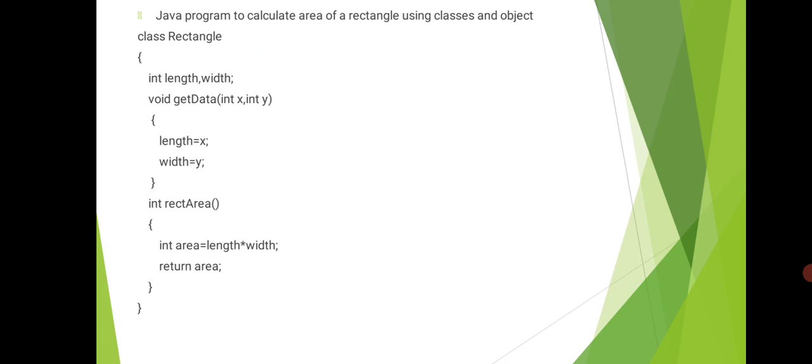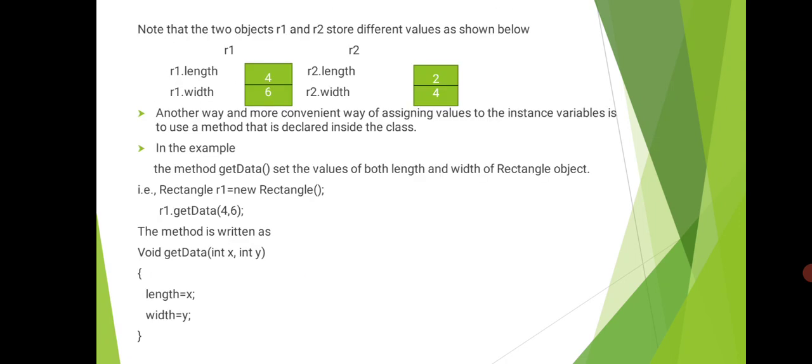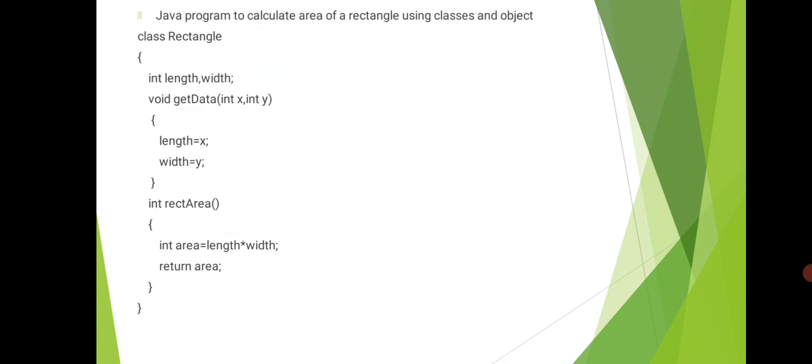Next function is rectArea, which is having return type int, but it does not have any arguments. So in this function we are calculating the area of a rectangle. That is the formula: int area is equal to length into width. So if we multiply length and width we get the area, that will be returned to the called statement.